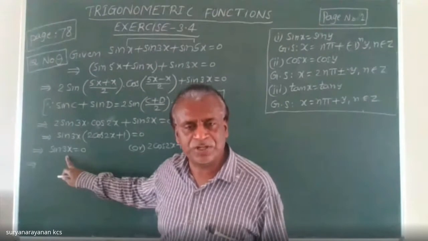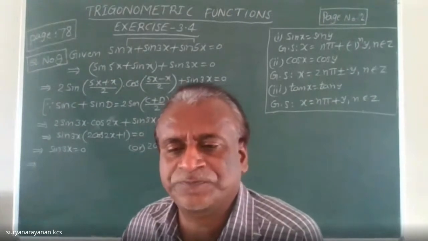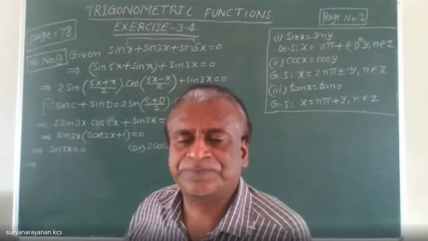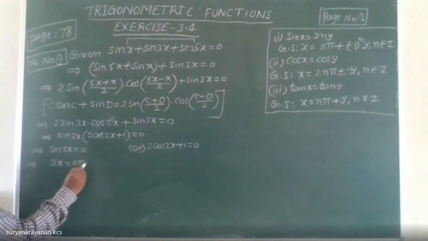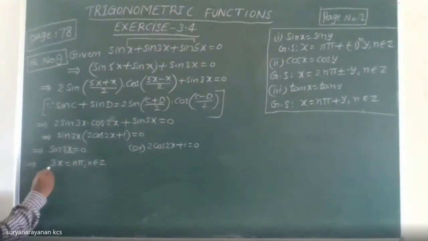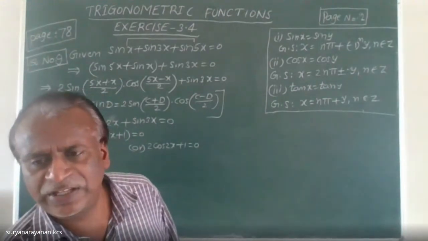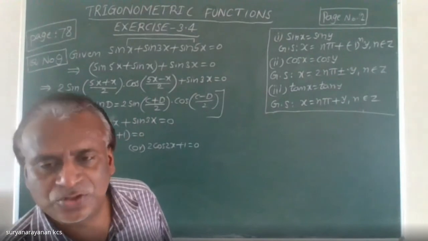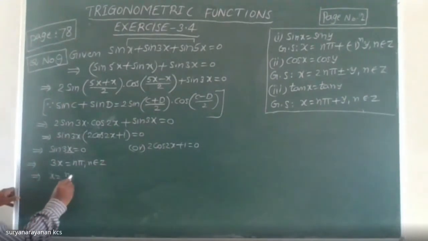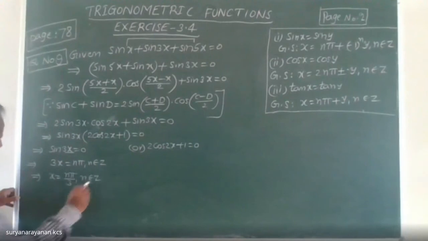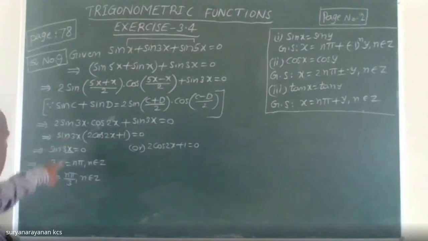What is the general solution of sin x is equal to 0? Yes, n pi. So 3x is equal to n pi, n belongs to the integers. Don't write x directly here, my children. The given angle is 3x, so we should write 3x is equal to n pi. This implies x is equal to n pi by 3, n belongs to the integers. So we got the general solution of this trigonometric equation.